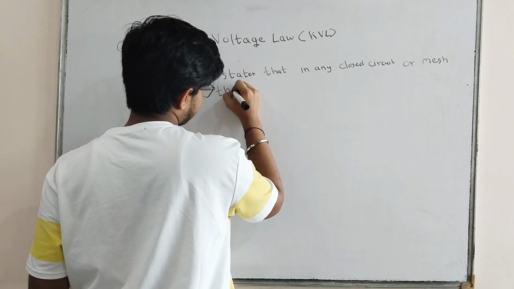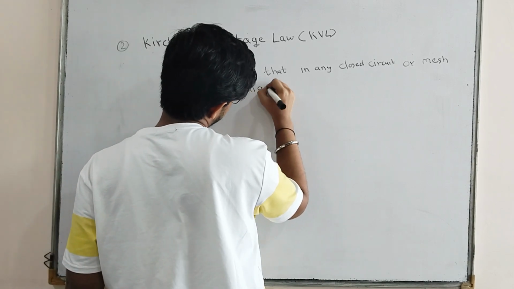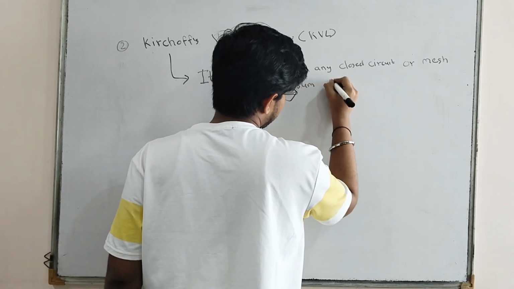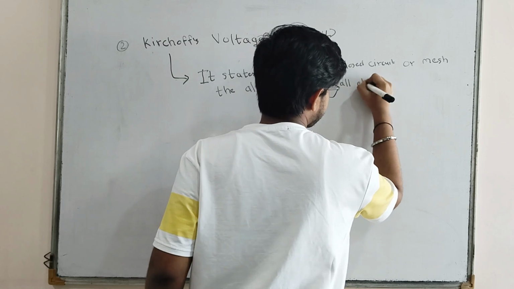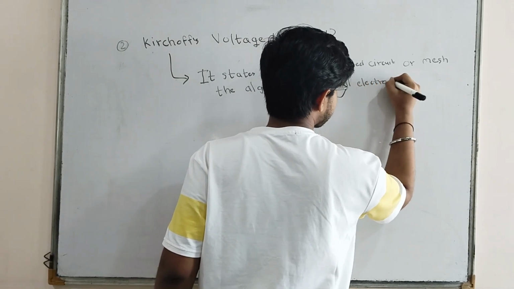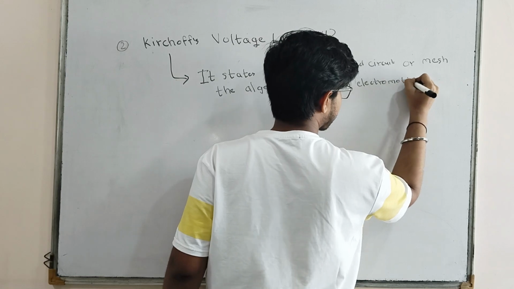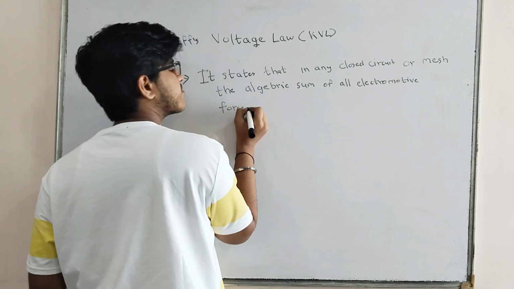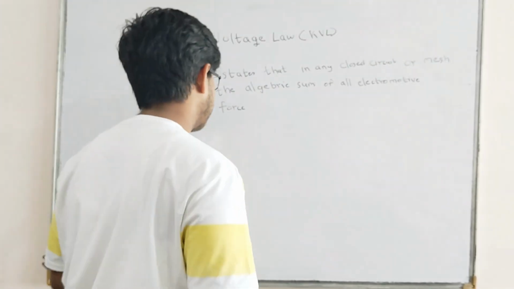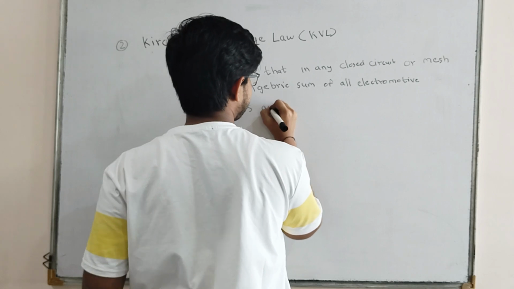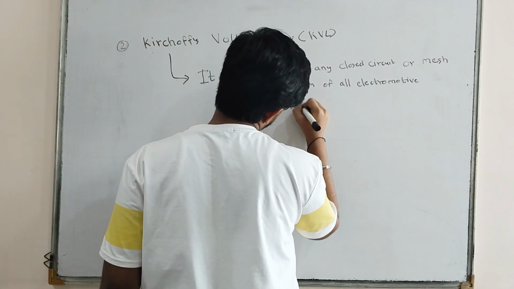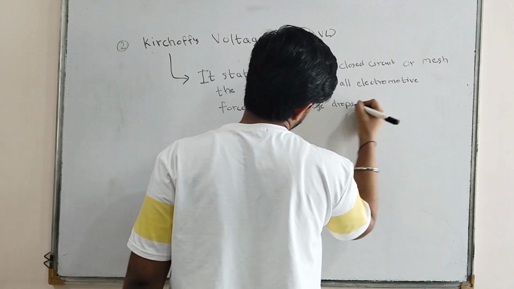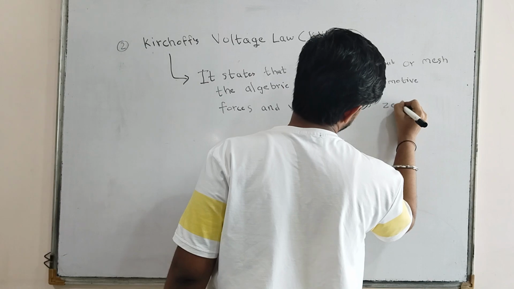the algebraic sum of all electromotive forces, what are electromotive forces? Those are EMFs. The algebraic sum of electromotive forces and voltage drops is 0.